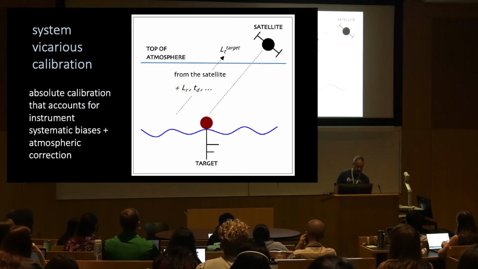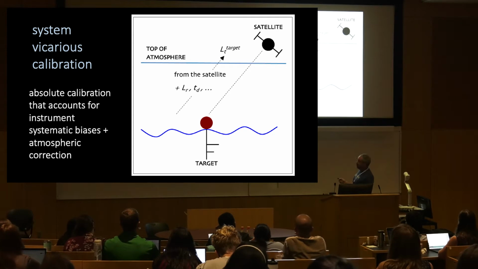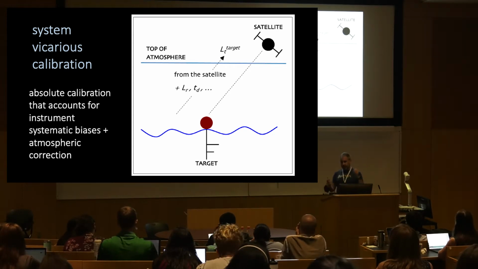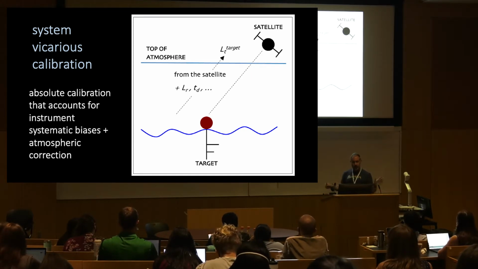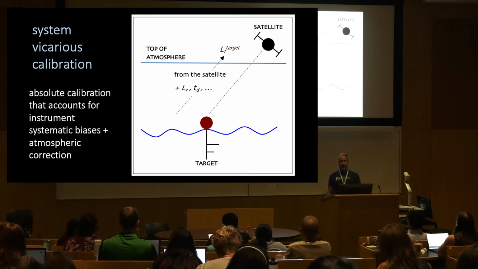Okay, so on to system vicarious calibration. In this case, it's an absolute calibration, so it's an absolute number, not a relative number. It's a gain like 1.03 or 0.97 or something like that, where no adjustment would be unity, or 1. And it actually accounts for the instrument systematic biases as well as the atmospheric correction for ocean color.